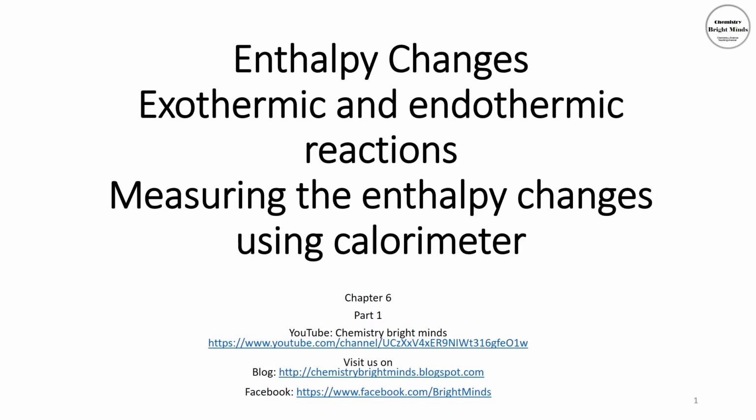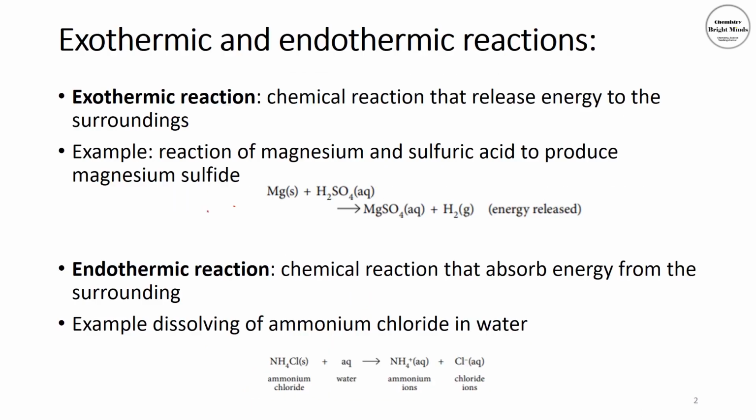In this video I will talk about enthalpy changes, exothermic and endothermic reactions. In the next video I will talk about how to measure the enthalpy changes using a calorimeter. You have two types of reactions: reactions that give off energy when they happen, and reactions that take in energy for the reaction to happen. So we have what we call exothermic and endothermic reactions.